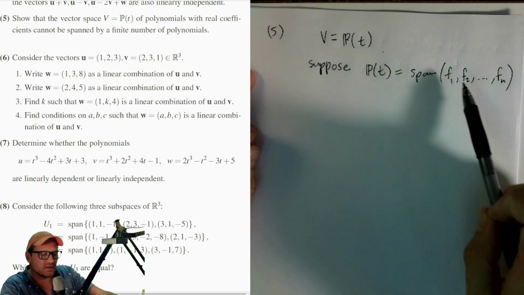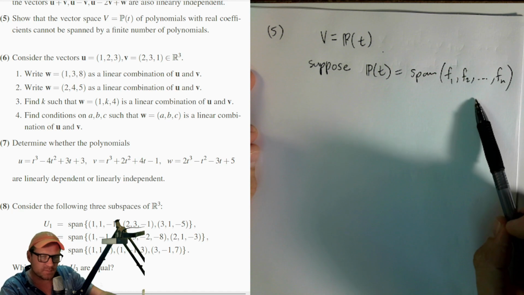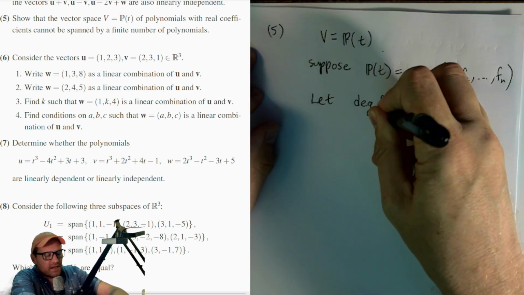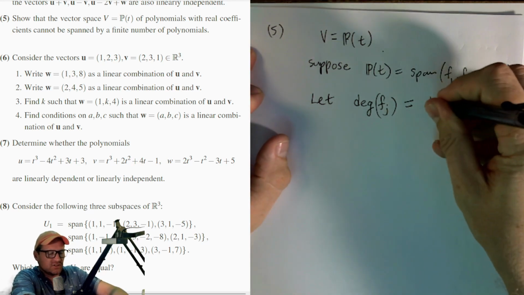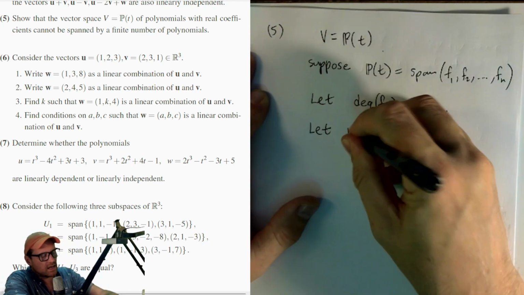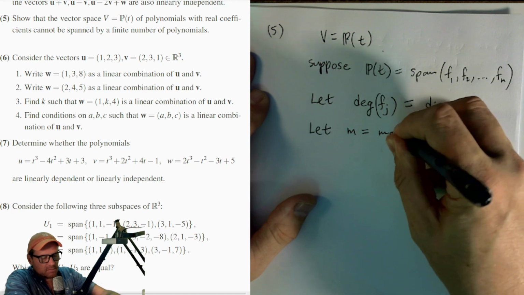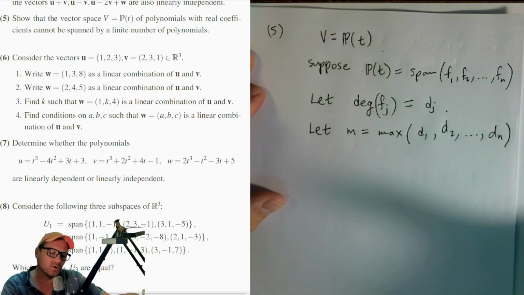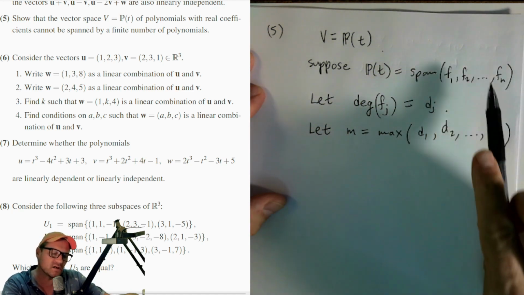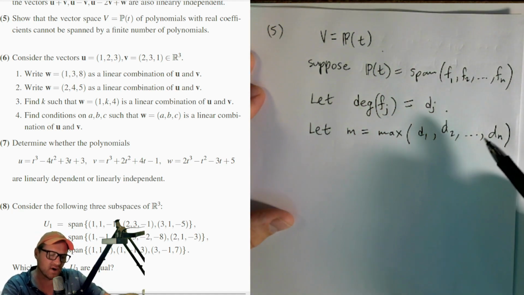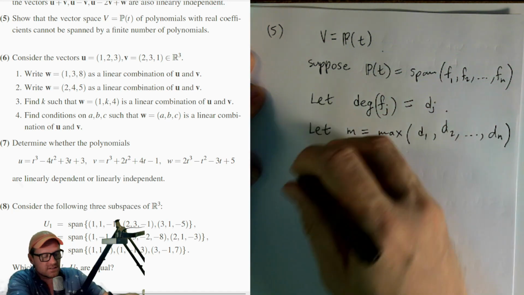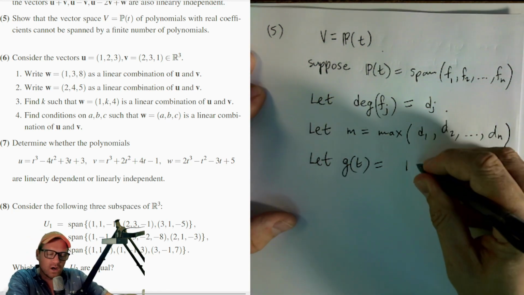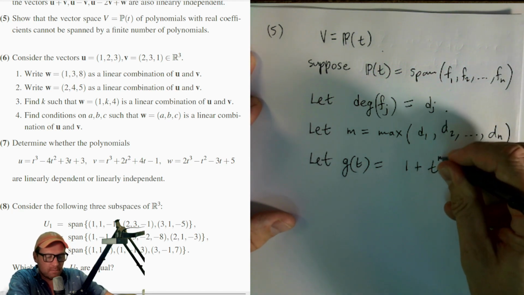Now, since each of these polynomials in our proposed spanning set has finite degree, let the degree of fj be equal to dj. Now let m be equal to the maximum of all the degrees. What we want to do is form a polynomial that cannot be spanned by these, because the polynomial has a degree greater than the degree of each of these. So let g of t be equal to 1 plus t to the power of m plus 1.